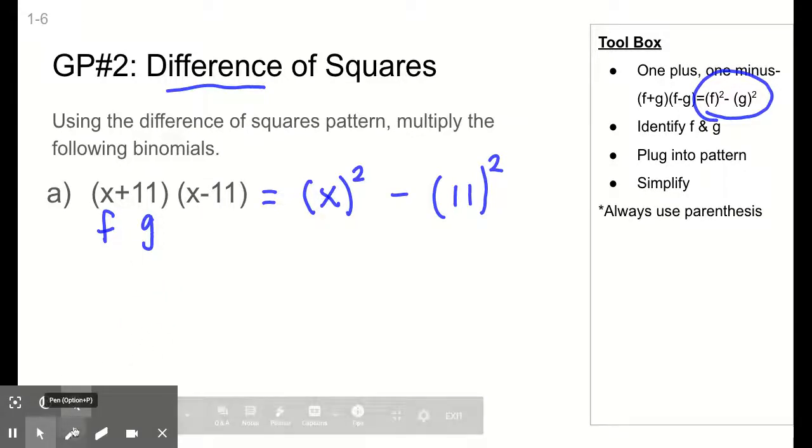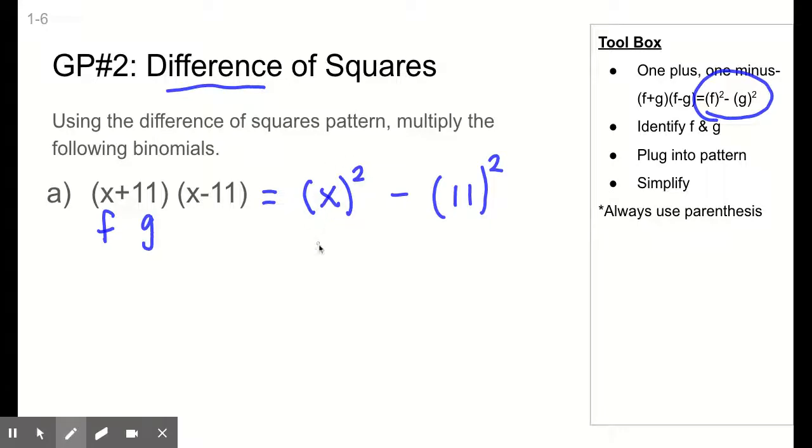And again, like we said, we always use parentheses. So x to the second power is x squared minus, always minus, 11 squared is 121.